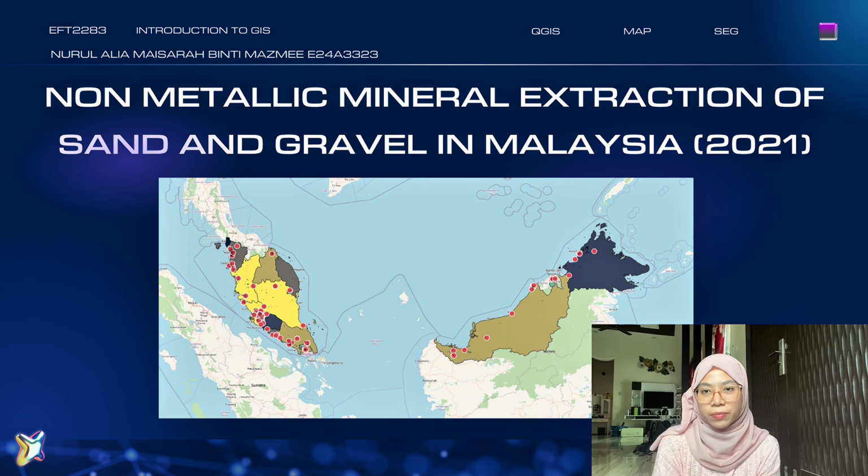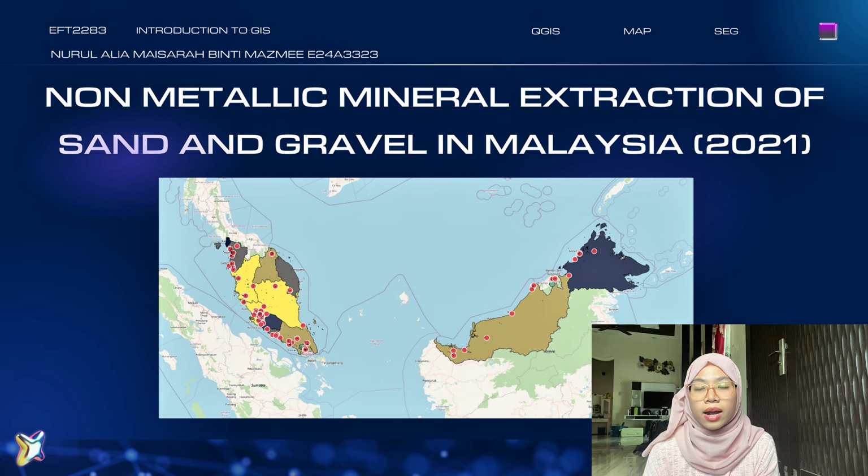Assalamualaikum and hi, my name is Nurul Maisarah with number E248323. Our group presentation focuses on the use of GIS and WebGIS to analyze an environmental and spatial issue. My individual area of interest is non-metallic mineral extraction of sand and gravel in Malaysia for the year 2021.